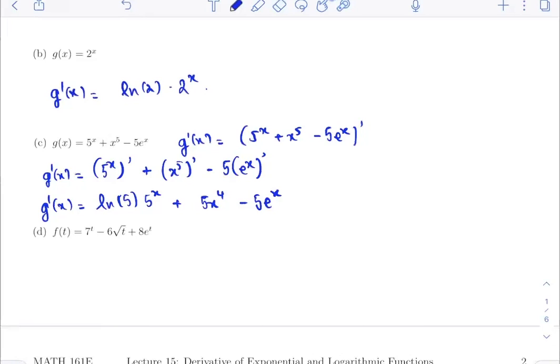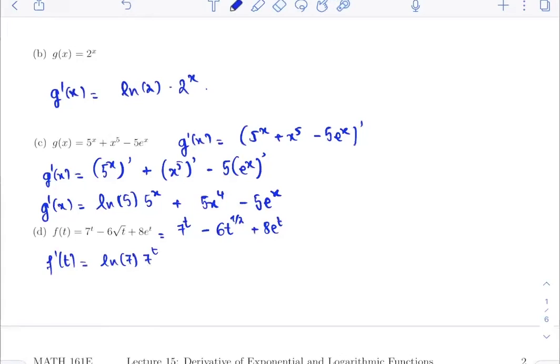For D, I have the function f of t equal to 7 to the t minus 6 times square root of t plus 8 times e to the t. Before taking the derivative, I can change the square root of t into a power function, which can be rewritten as t to the 1/2. So I have 7 to the t minus 6 times t to the 1/2 plus 8 times e to the t. As you take the derivative, the derivative of 7 to the t gives me ln of 7 times 7 to the t.